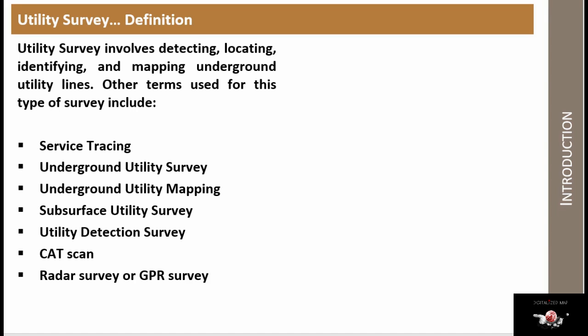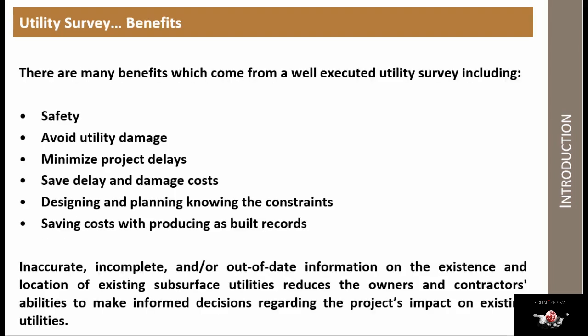Utility survey. Definition: utility survey involves detecting, locating, identifying, and mapping underground utility lines. Other terms used for this type of survey include service tracing, underground utility survey, underground utility mapping, subsurface utility survey, utility detection survey, CAT scan, radar survey or GPR survey.